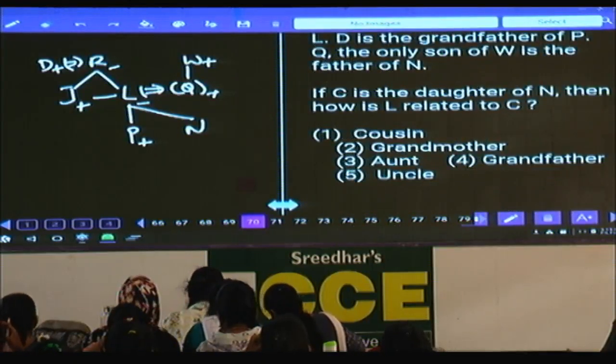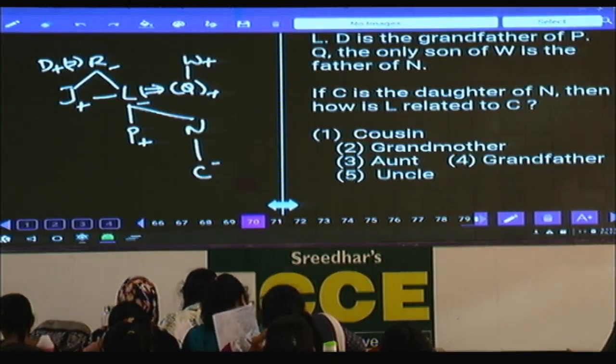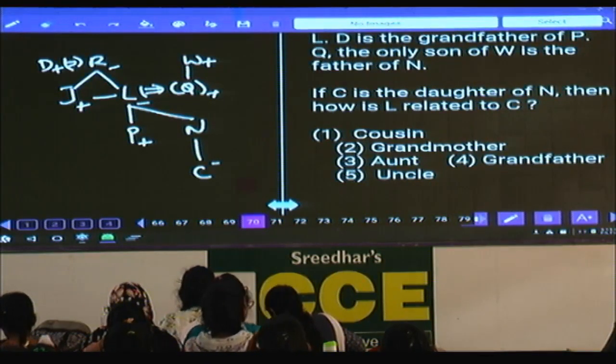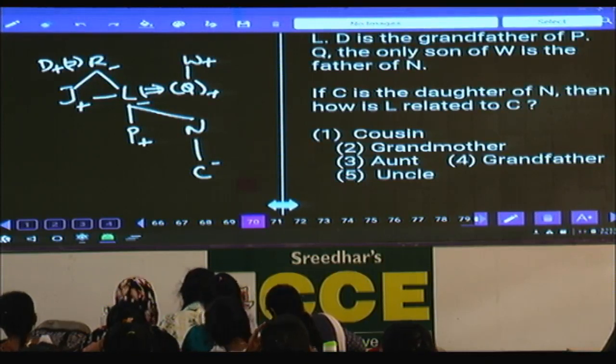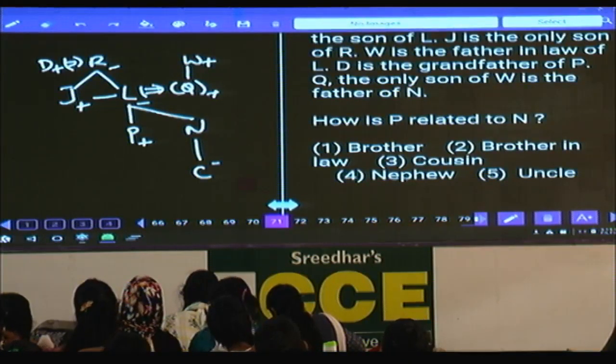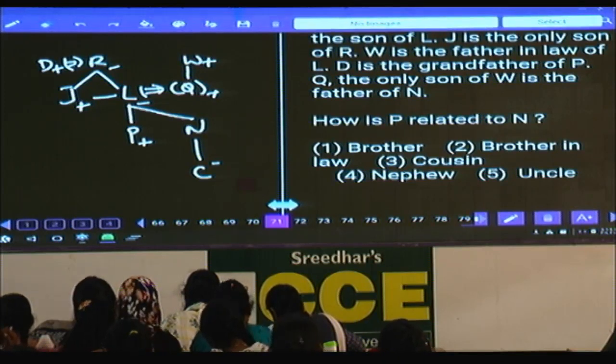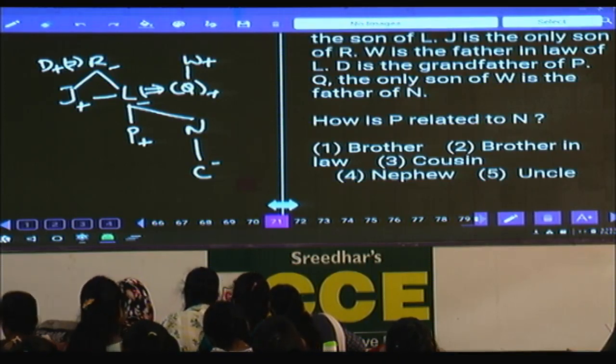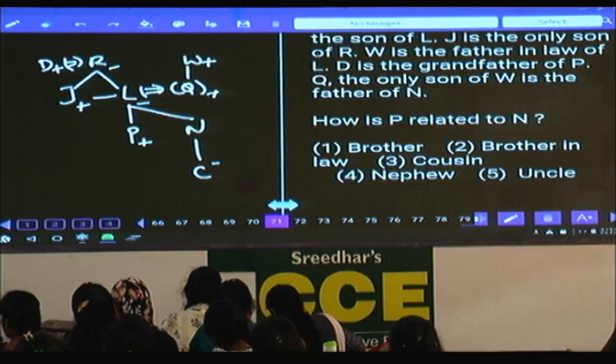Then 70th, if C is the daughter of N, then how is L related to C? Now C's parents' mother, grandmother, that is choice 2. Then 71, how is P related to N? P is the brother of N, that is choice 1. Done with this? Now this is about 69 to 71.